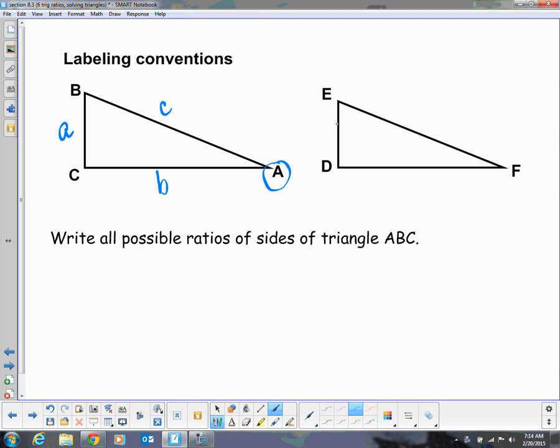So what should this side be called? F. Little f. What should the hypotenuse be called? Little d. What should this leg be called? Little e. Any questions so far?